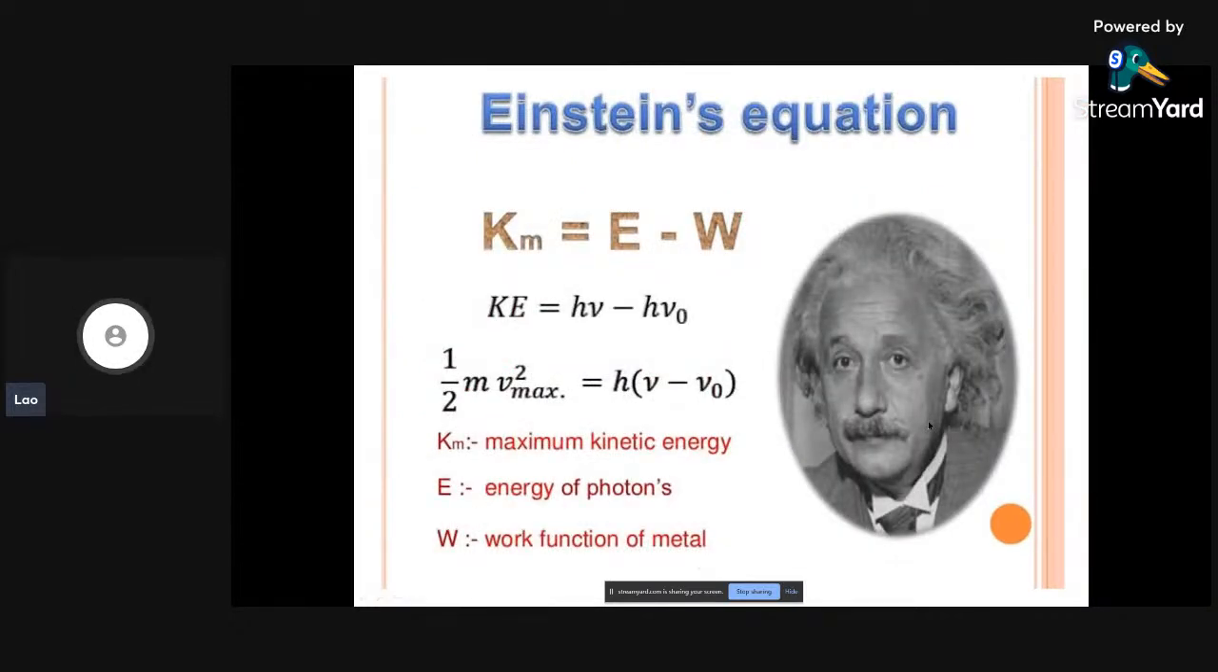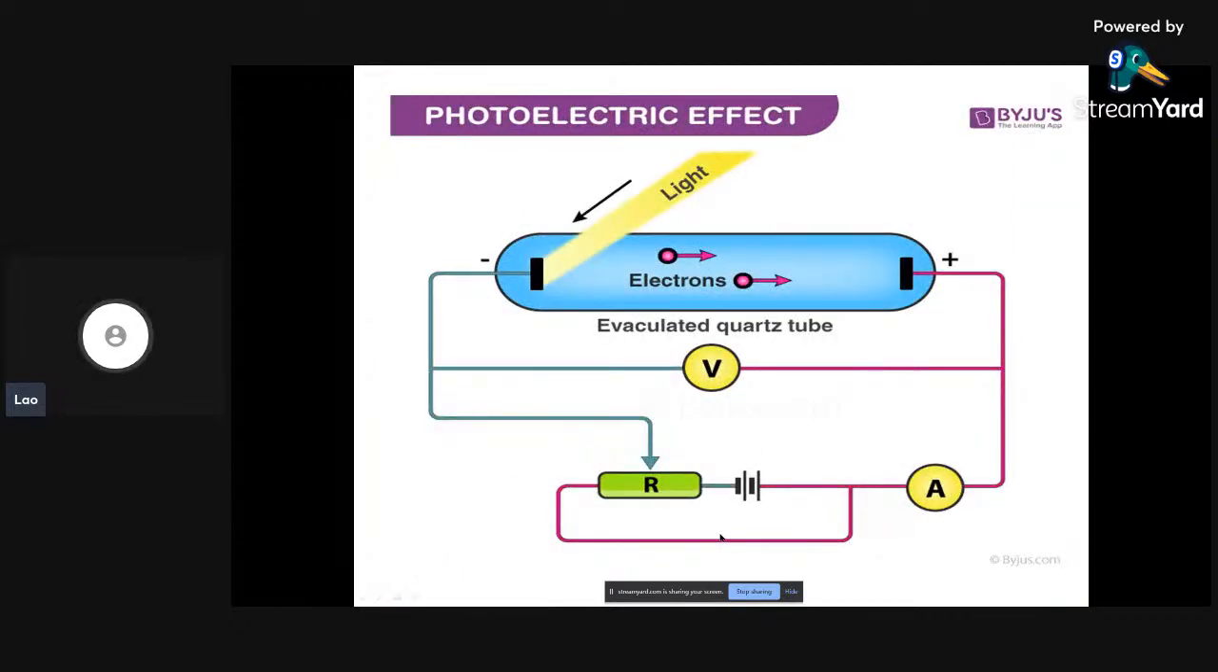So we have here Einstein's equation. This Einstein's equation is to measure how much photoelectric effect ang meron doon or nangyari doon. So ayun yung formula. We have here the maximum kinetic energy, the energy of photons, and the work function of the metal. So, this one is the photoelectric effect.